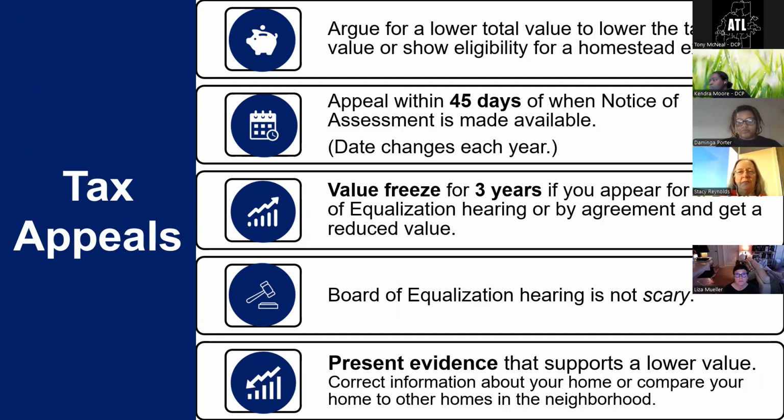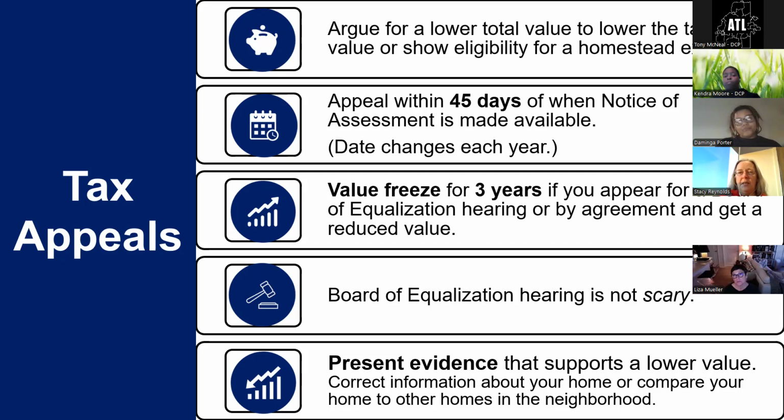Again, that changes every year. Usually it comes out in the May-June timeframe, but it's not going to be a set day. With applying for homestead exemptions, you have a set deadline. There's no such thing in the tax appeal. It all is dependent on when that notice of assessment comes out.